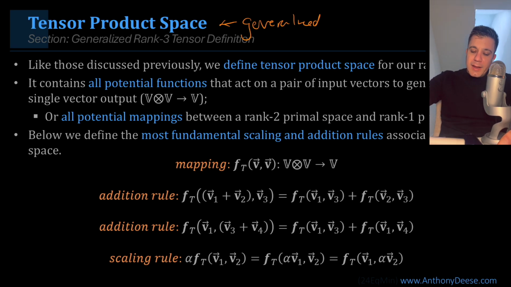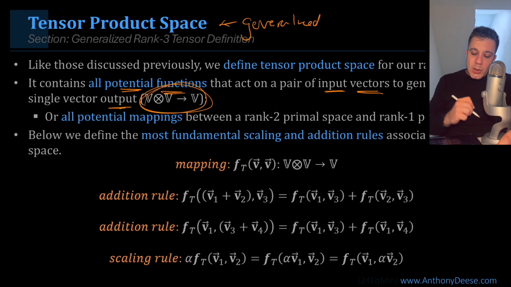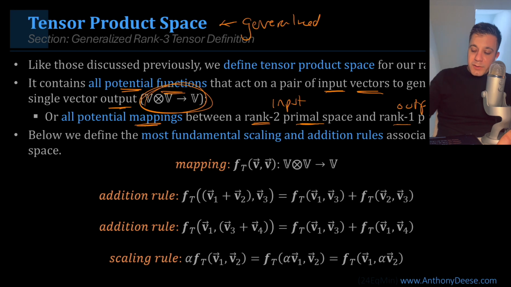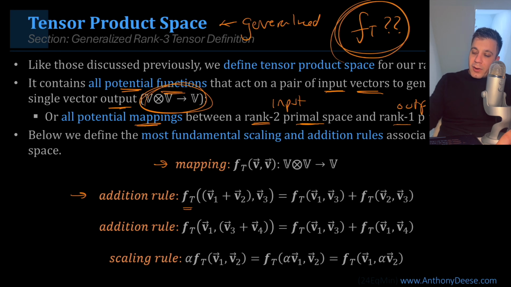It contains all potential functions that act on a pair of input vectors to generate a single output vector, as described here, or all potential mappings between the rank-2 primal space and the rank-1 primal space. Okay, with this being the input and this being the output. And so below, we define the most fundamental scaling and addition rules associated with that space. Here we define our mapping. Here we define an addition rule, which essentially says that we can distribute the addition, and instead of applying our function, what is f of t? That's just essentially a functional description of our rank-3 tensor.